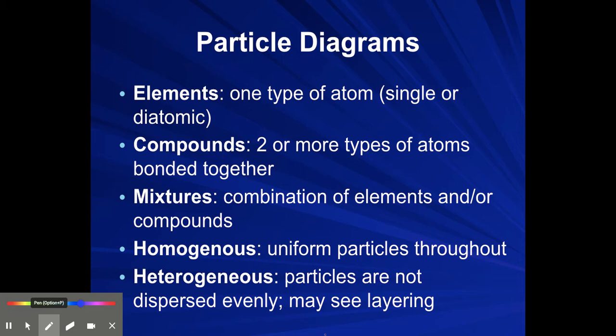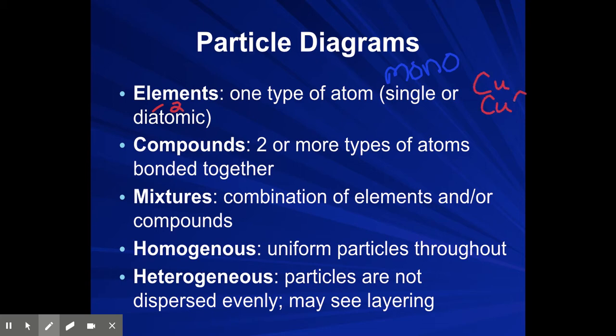An element is one type of atom, single, which is also called monatomic. Okay, so mono means one. I'm going to try to change that to a different color so it's a little bit easier to see, hopefully. And diatomic, which means two. So di means two. So a monatomic element might be something like copper, where you've just got a bunch of little copper atoms that are all crammed together.